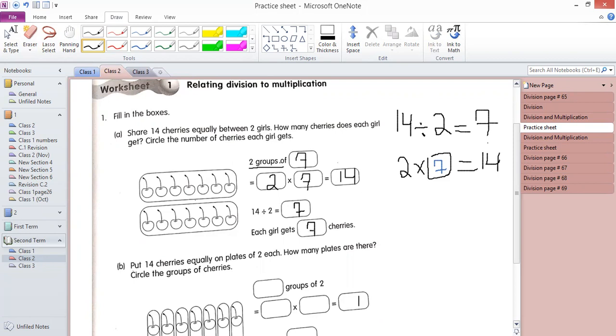So you can see that multiplication and division are opposite to each other. First, you have 2 groups of 7. You count the number of groups and you find how many total cherries there are. There were 14. Now, you divide 14 cherries by 2 equal groups and you see that each girl will get 7 cherries. Is it clear, guys? Yes.